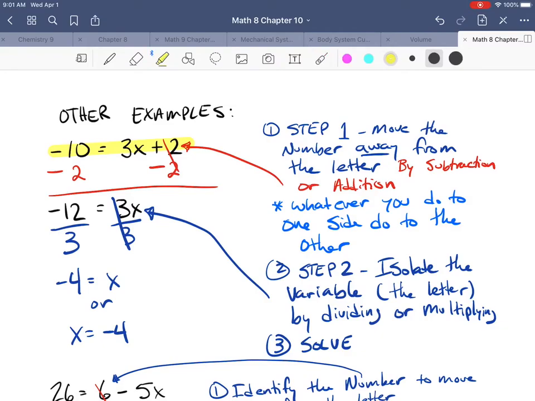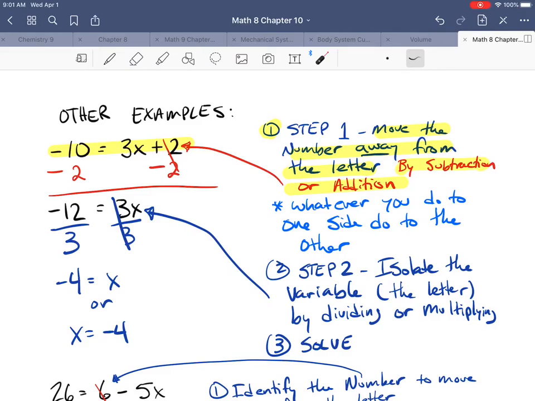So if you look over here in step 1, it says that we have to move the number away from the letter. So what that means is we have to remove this number. It doesn't have an x attached to it, and we have to move it away from this letter, which is the 3x. So we have to start on this side because I found the plus sign. And since I found that plus sign, I know that I can move that away by addition or subtraction. Always your first step is adding or subtracting.